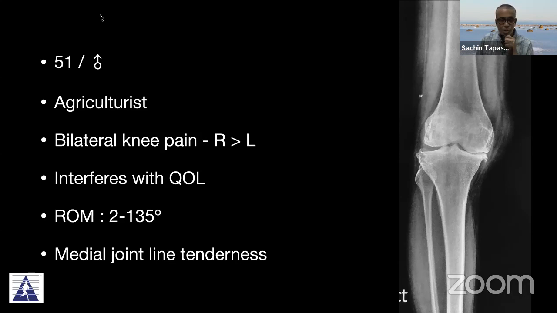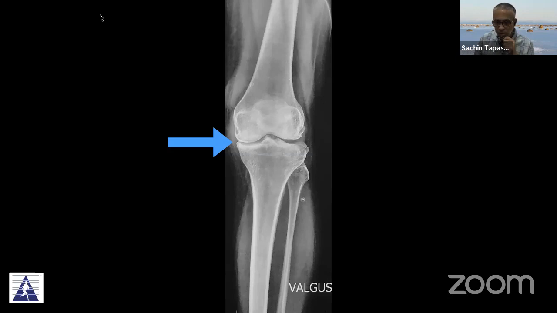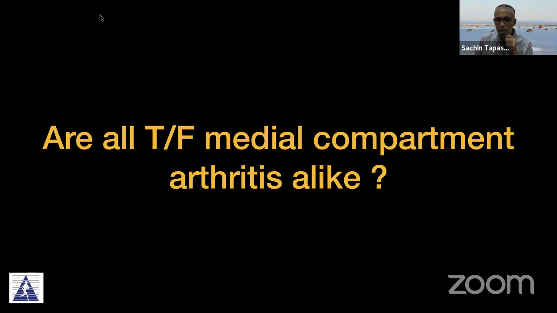So what we can see here is that probably both of them have sequelae of a torn meniscus, which has progressed to what we see in our clinic as the most common entity, medial compartment osteoarthritis. So the question we must answer is: are all tibiofemoral medial compartment osteoarthritis alike? Do they deserve the same treatment? And I think the answer is absolutely no, especially for the so-called young athletic or middle-aged active individual, if I may say so. All medial compartment osteoarthritis are not alike.